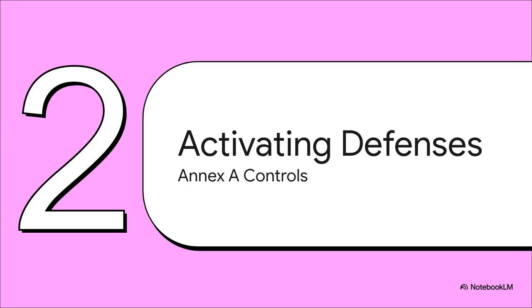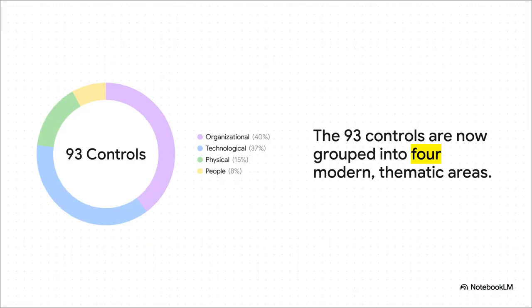All right, so the foundation is laid. Now it's time to activate the defenses. Let's move on to Annex A and take a closer look at how we build out our active security measures. Think of these as the guards at the gate, the locks on all the doors, and the surveillance systems. This chart does a fantastic job of showing the 4 new themes for those 93 controls. As you can see, organizational controls make up the biggest slice of the pie, followed pretty closely by technological controls. Then you've got physical and people controls. Let's just take a quick look at each one.